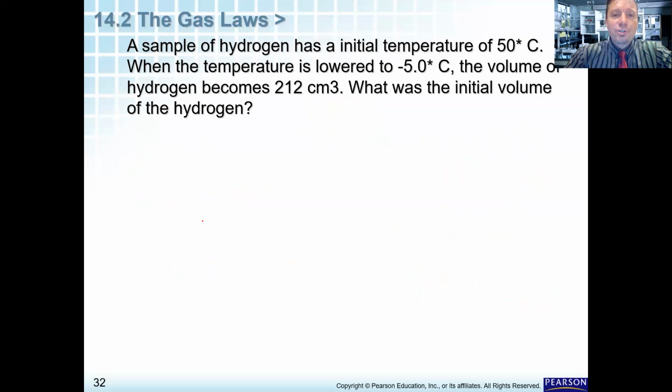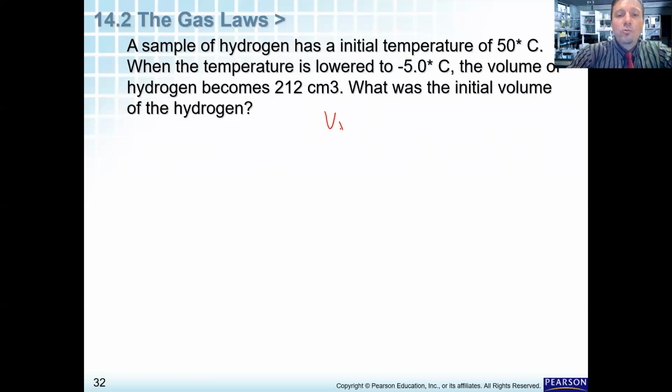A sample of hydrogen has an initial temperature of 50 degrees Celsius. When the temperature is lowered to -5 degrees Celsius, the volume of hydrogen becomes 212 centimeters cubed. Remember, that's equivalent. 1 centimeter cubed is 1 milliliter. So it would be similar to writing 212 milliliters, but this gives us centimeter cubed. We'll just keep it in centimeters cubed. That is a unit of volume. What was the initial volume of the hydrogen? There is no pressure mentioned. It is only dealing with volume and temperature. So this is Charles's law.